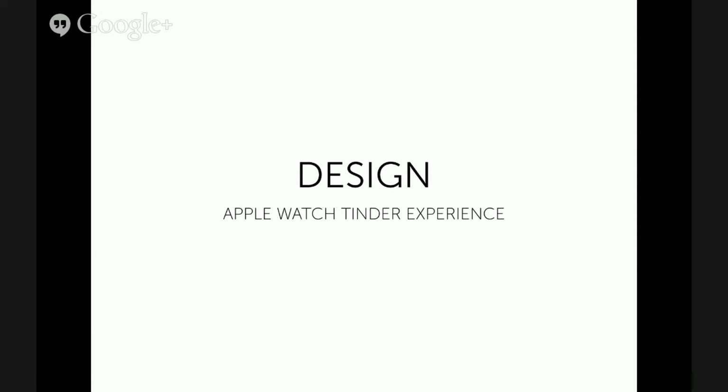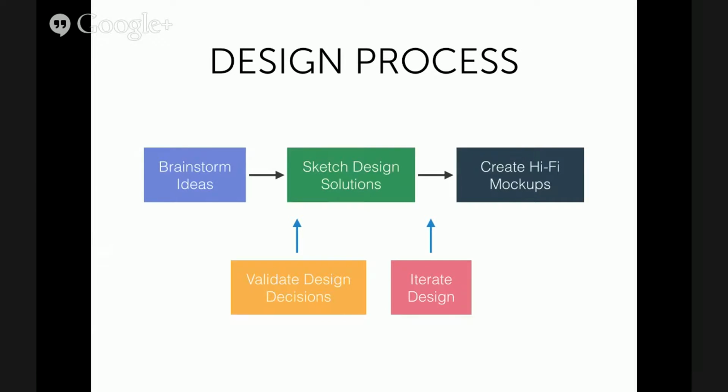For this design exercise, we were trying to think about what's the best way to enhance the Tinder experience on Apple Watch. Although we didn't have much time working on this design exercise, actually we only had like 3 or 4 days, we still went through a typical design process. We brainstormed ideas, sketched design solutions, and created hypermodels for software screens. At the same time, we validated our design decisions and iterated the design along the way.